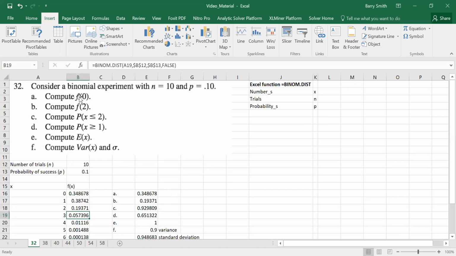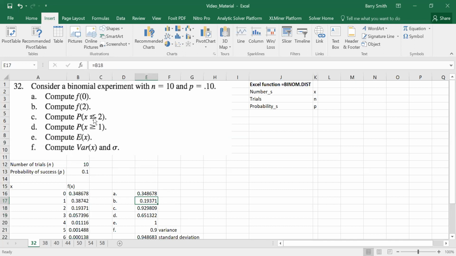So for f of 0, well, that's just this value. So I just said it's equal to f of 0 here. The next one asks, what is f of 2? Well, that's just this one, 0.19371. I just said that's equal to B18, so go to that cell and take that number.